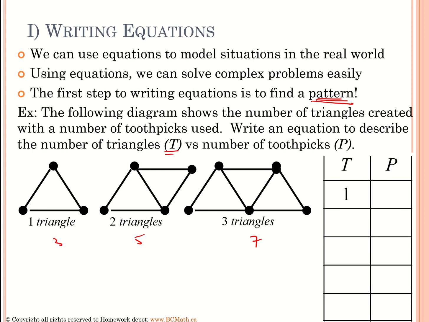So 1 triangle, 3 toothpicks. 2 triangles, 5 toothpicks. 3 triangles would be 7. And then 4, if you look at the math, you plus 2, you plus 2. The next one is also going to be plus 2, so you get 9 and 11.